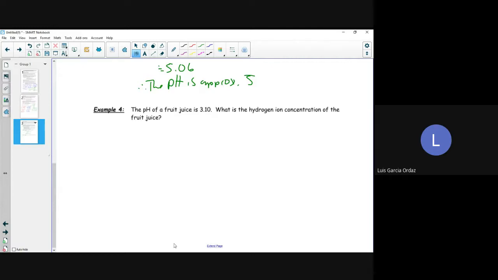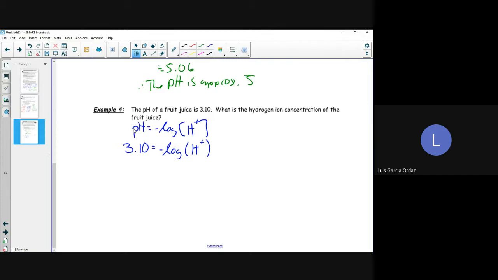And then the last question we have is the pH of a fruit juice is 3.10. What is the hydrogen ion concentration of the fruit juice? So we're going to use our expression again. pH is equal to negative log of H plus. We know our pH is 3.1, which is equal to negative log of H plus. So just by using our log rules, we're just going to rearrange.